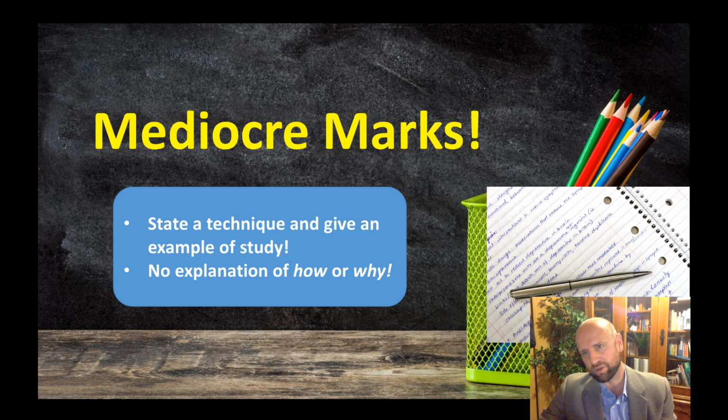Now, if you want to get mediocre marks, if you're aiming for a 4 or a 5, and for some of you actually that might be fine, that's a lofty goal, and that's okay. All you have to do is state the technique and give an example of a study. You don't have to explain how and why it's used. If you just say an MRI is used to study the brain, here's the study, and you describe that study in detail, you're probably on track to get a 4. But if you want a 6 or a 7, then you need to go further. And the following tips, and if you're watching this video, I think you're probably aiming for that 6 or 7.